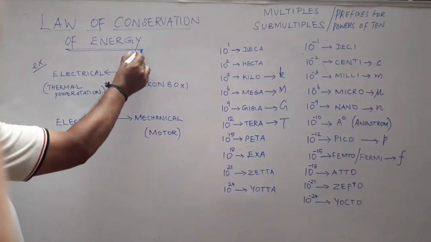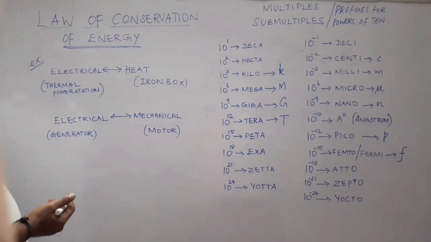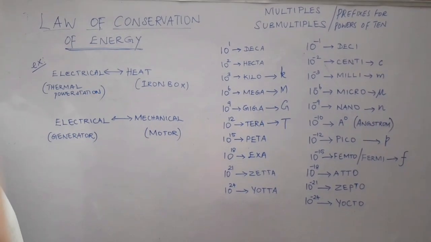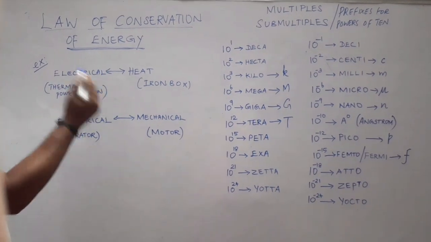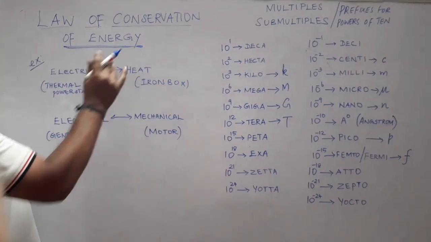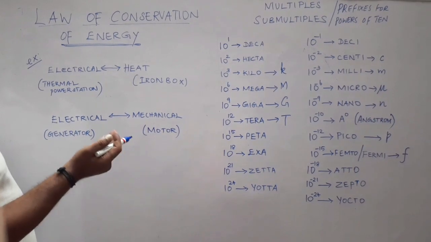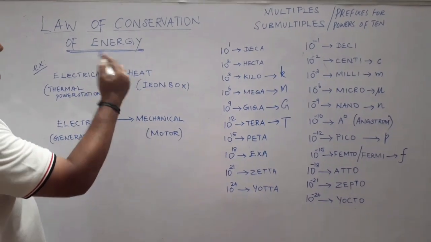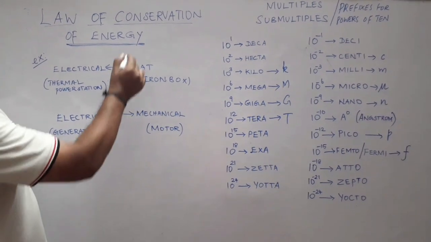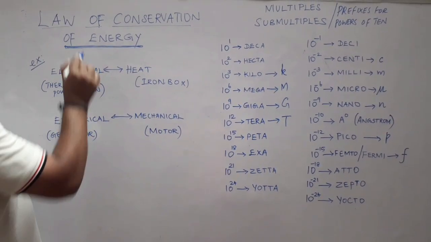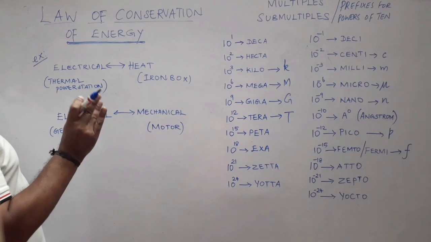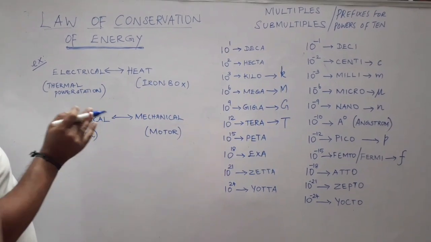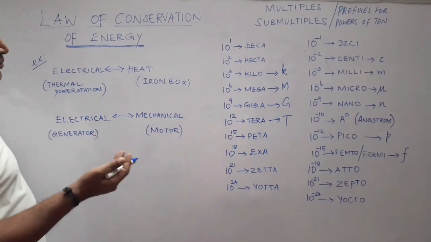Now we are going to discuss one famous law which governs the energy, which is the law of conservation of energy. The law of conservation of energy states that energy can neither be created nor be destroyed, but one form of energy can be converted into another form. That you would have studied in your earlier classes, I believe. What does the law state? Energy can neither be created nor be destroyed, but one form of energy can be converted into another form.